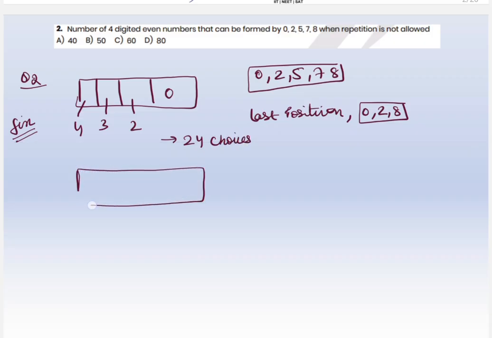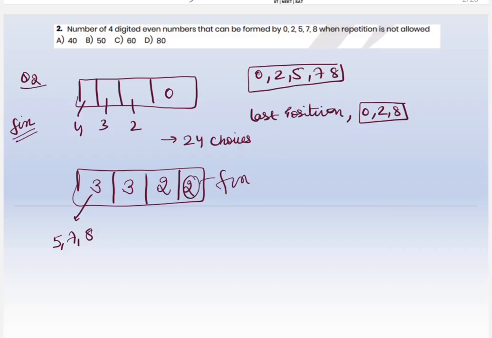For the numbers ending with 2, again you can fill these 3 boxes. For the first number, how many choices you have? Now 2 is chosen. You can choose 5, 7 or 8. See, 0 we cannot choose because otherwise it leads to a 3 digit number. Now making a 4 digit number, so you have to choose 5, 7, 8. So it has 3 choices. This has also again 3 choices. Why so? Because 0 can be filled here now, and this particular number has 2 choices, right? So 3 into 3 into 2 means 18 choices here.